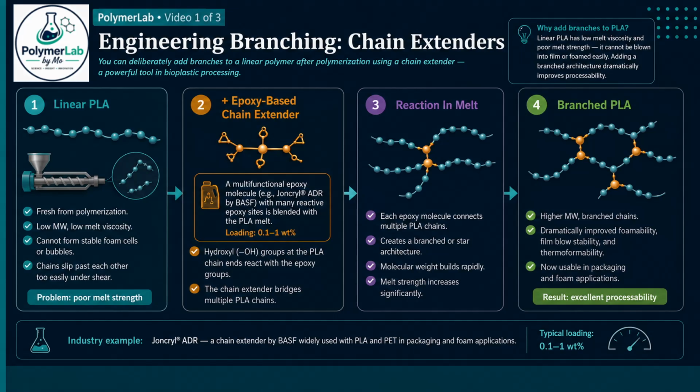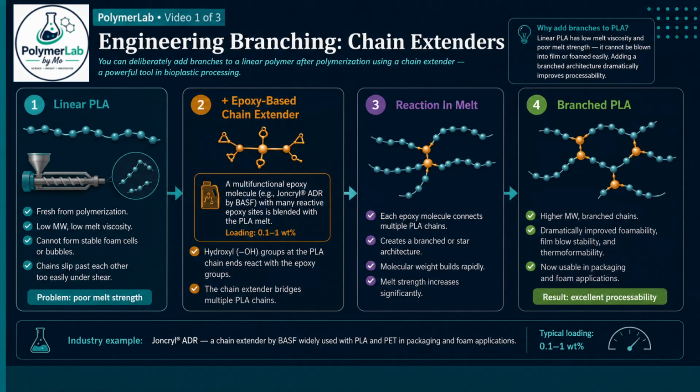Here is something that might surprise you. You can deliberately add branches to a linear polymer after it has been polymerized. This is what chain extenders do. The most relevant example for bioplastics and packaging is PLA, polylactic acid.